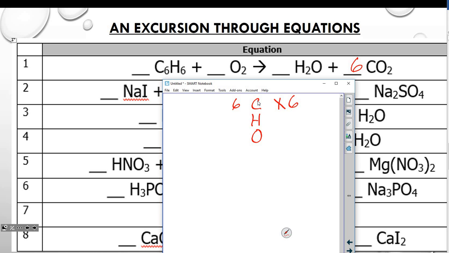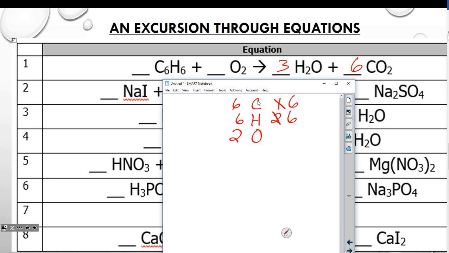Over here I have how many hydrogens? 6. How many on the right? 2. So I need 6. So 2 times what is 6? 3. So I now have 6. Oxygens, I have 2 on the left.